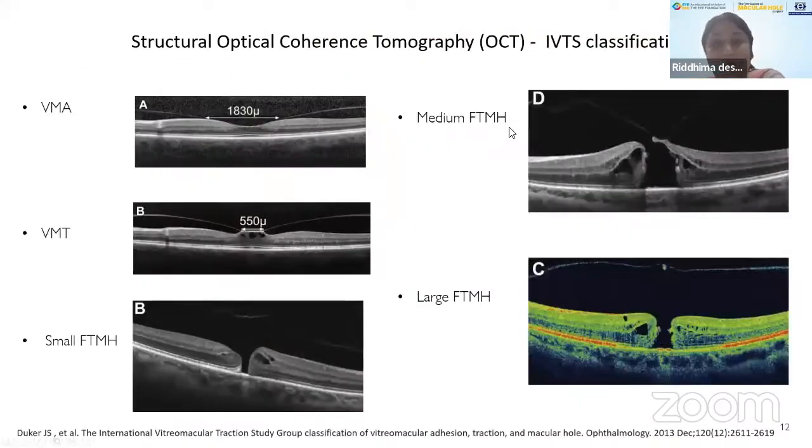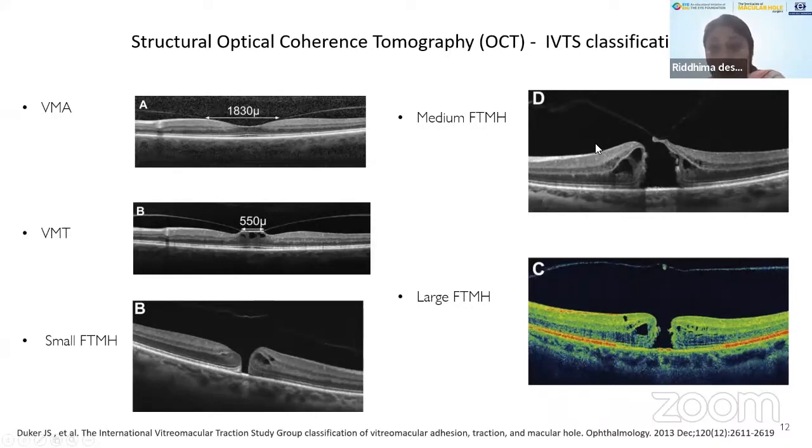Okay, so coming to the IVTS classification, you can see a VMA, that is vitreomacular adhesion. So in this OCT image, you can see a broad VMA, which is more than 1500 microns. Then you have a vitreomacular traction. Here you can see a focal VMT with inner retinal changes, and small full thickness macular holes, which are less than 250 microns. You can see an associated PVD.